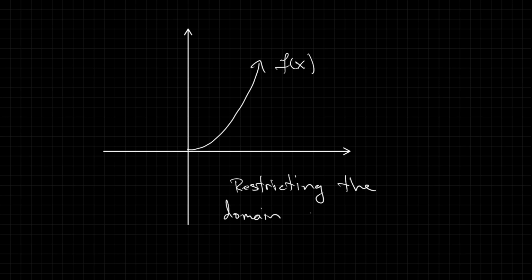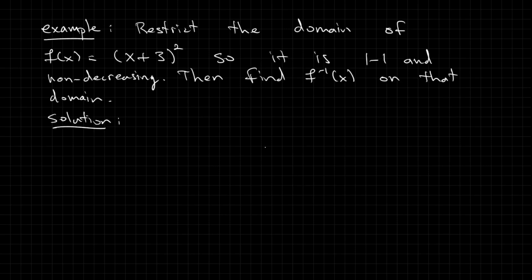Let's do an example of finding an inverse of a function with a restricted domain that is a little bit more complicated. In this problem, we're going to restrict the domain of a quadratic function, (x + 3) squared, so that it is 1 to 1 and non-decreasing. Then we'll find f inverse of x on that domain. The wording of this problem is more complicated than the actual solution.